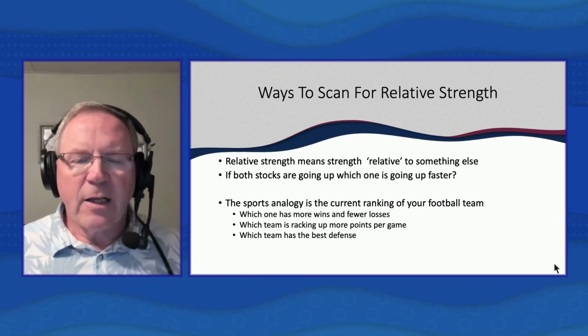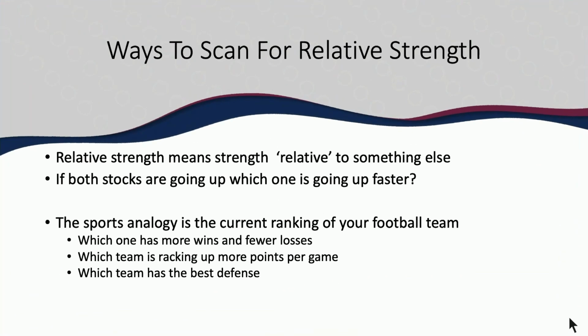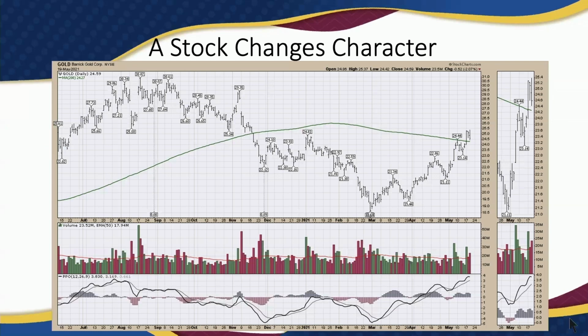The sports analogy is a current ranking of your football team in the standings list, and which one has more wins and fewer losses. That would be one way of ranking them. Well, which team is racking up more points per game is also important, even though they might not have won as many games, but that's still an important stat to keep track of. So we see different types of stats that you could use to try and scan the market, and we have the same thing that we would use in scanning other industries or other methodologies.